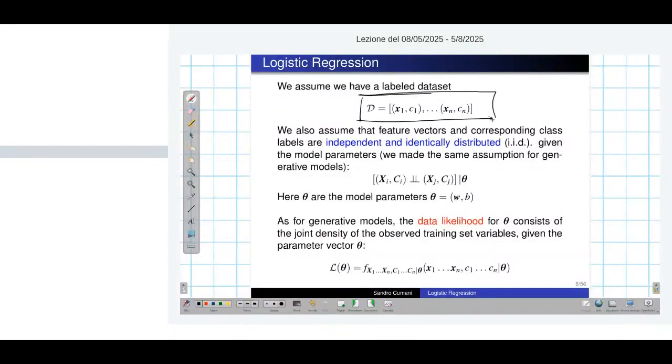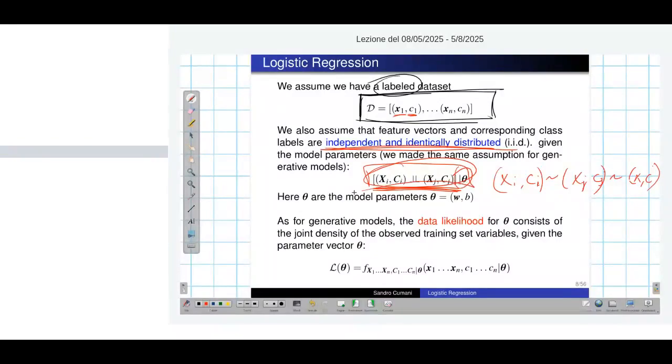As we did up to now, we assume we have a labeled data set, and it needs to be labeled because we need the labels to know which samples are from class 1 and class 0. Then we make the usual assumptions. The samples are i.i.d. They follow the same distribution, which is not what is written here. Here it is written that they are independent, but the samples are independent given the model parameters. So once I know the model parameters, knowing one sample will not give me any information on the other. And they have the same distribution. This does not require that I know the parameters, but all these are distributed in the same way. These are the same assumptions that we made for the generative model. There is nothing new. But this time, the model parameters are directly W and B.